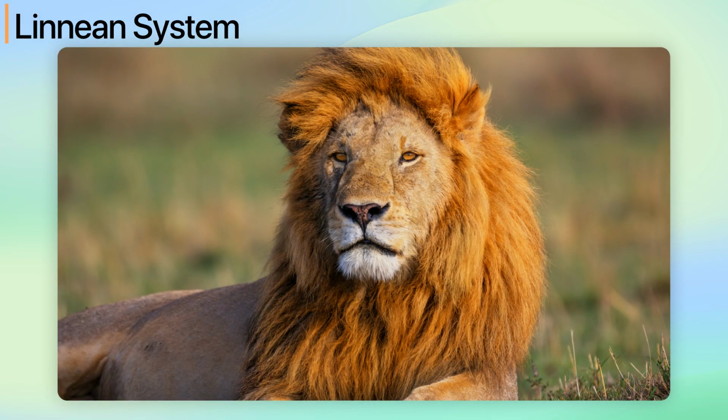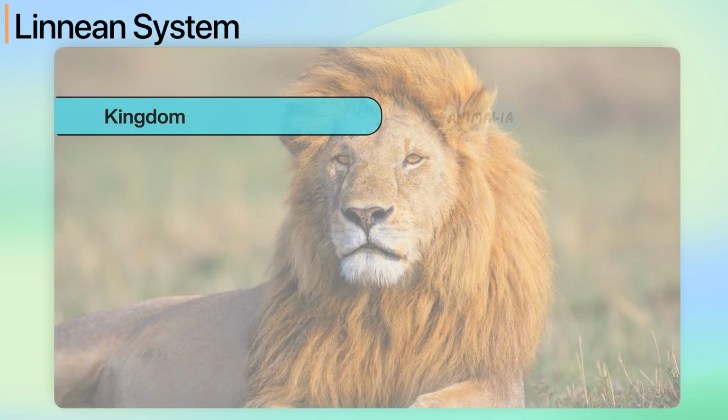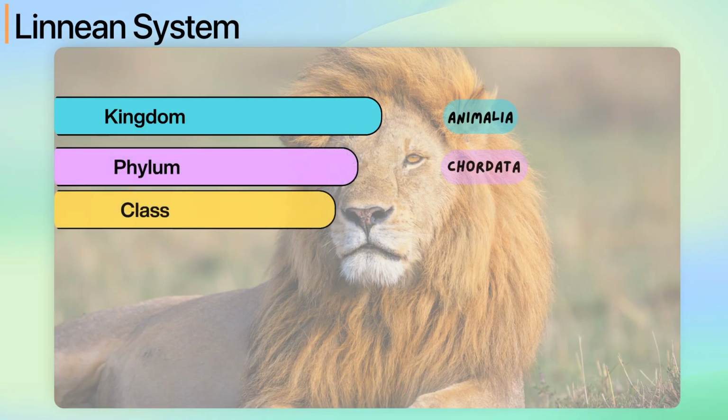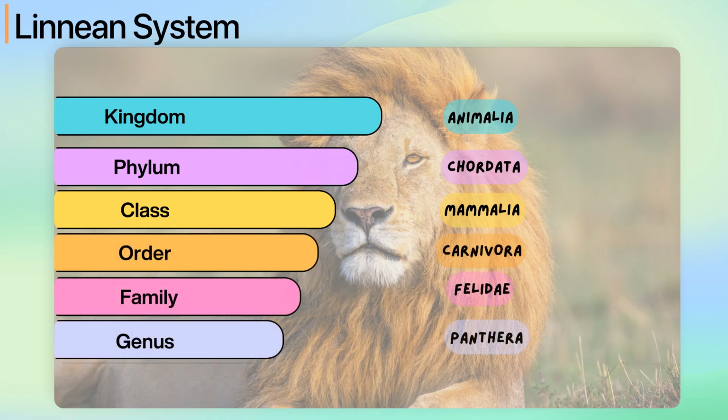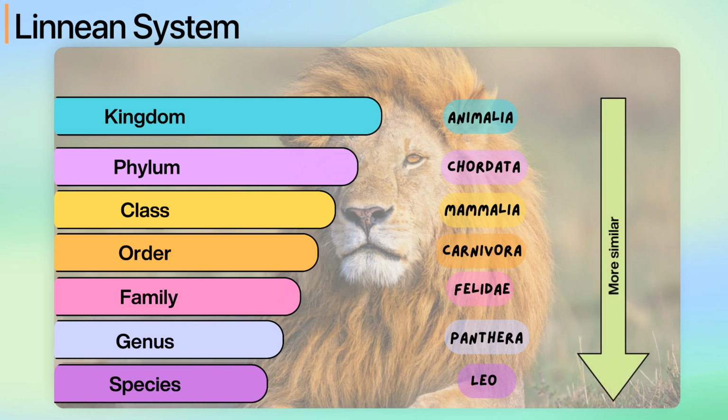Let's look at how this system works in practice with the example of a lion. Consider the classification of a lion. Its kingdom is Animalia, phylum is Chordata, class is Mammalia, order is Carnivora, family is Felidae, genus is Panthera, and finally the species is leo. The further down the hierarchy you go, the more similar the organisms are to each other. This system is widely used to identify and differentiate between millions of species on Earth.